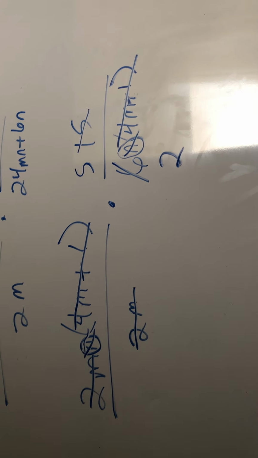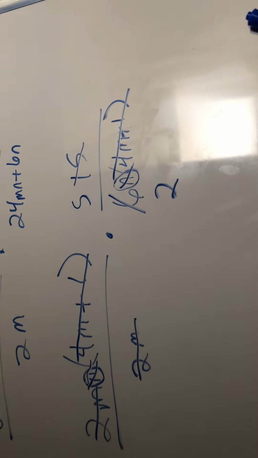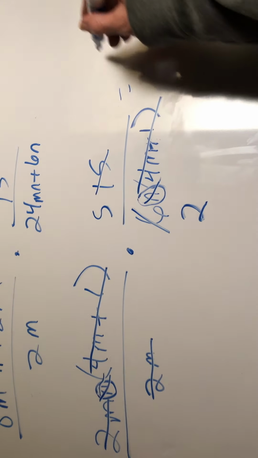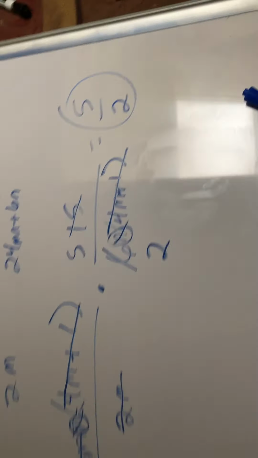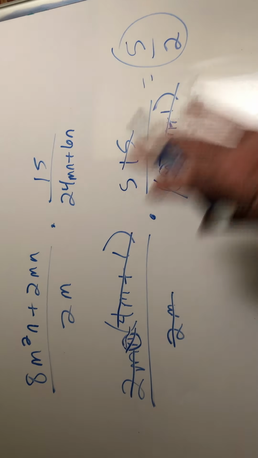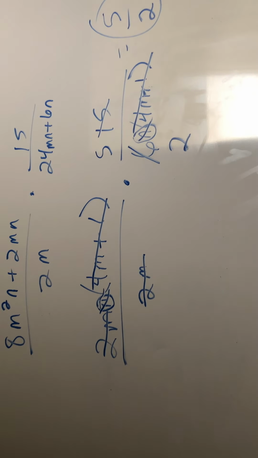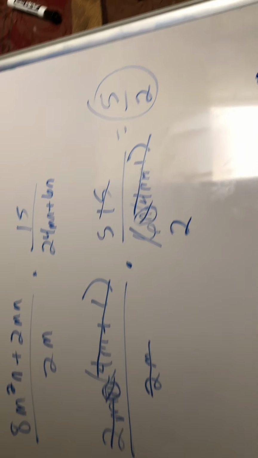So there was a lot of stuff going on in this one. Now notice, we are just left with 5 over 2. Everything else canceled. And I showed you how everything else canceled. But you got to factor first. Make sure you factor first. And then we got that 5 over 2.